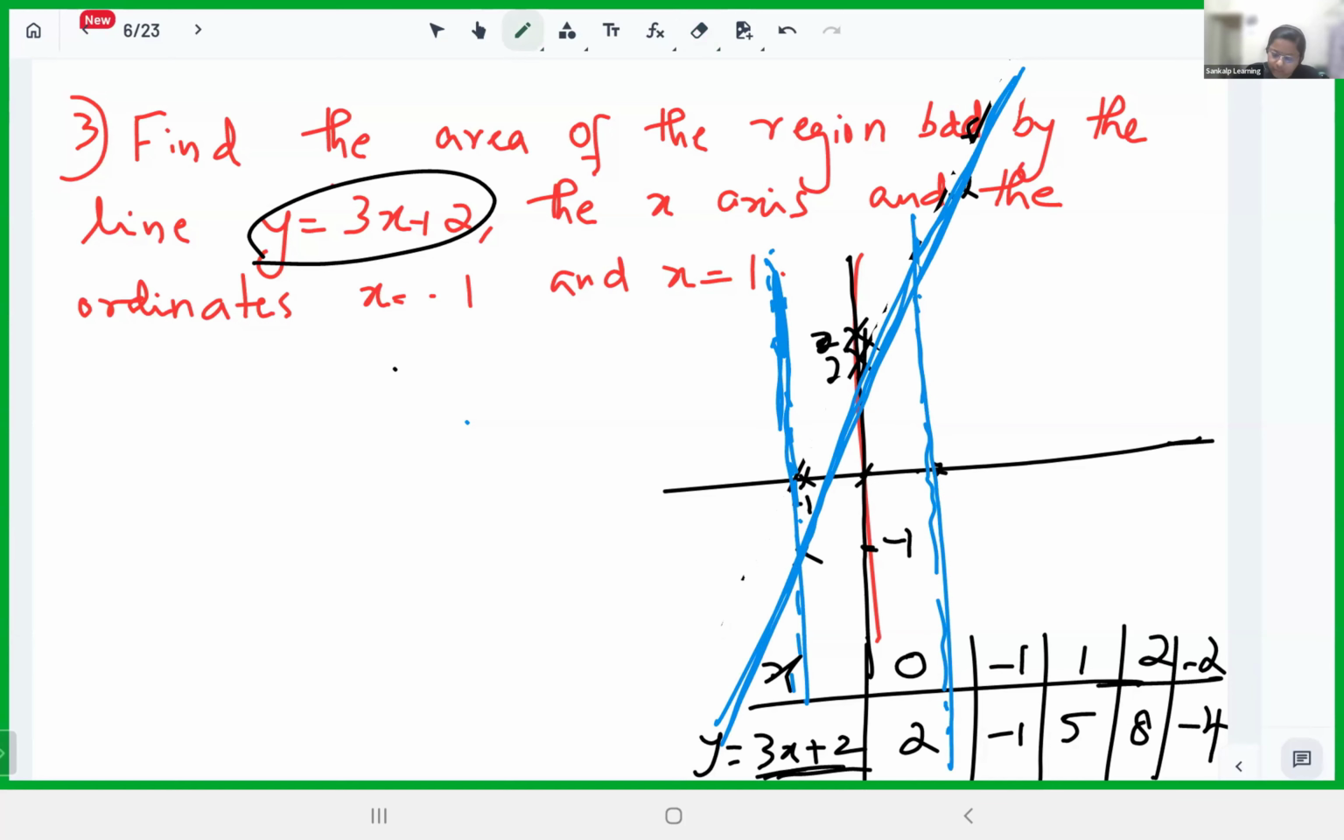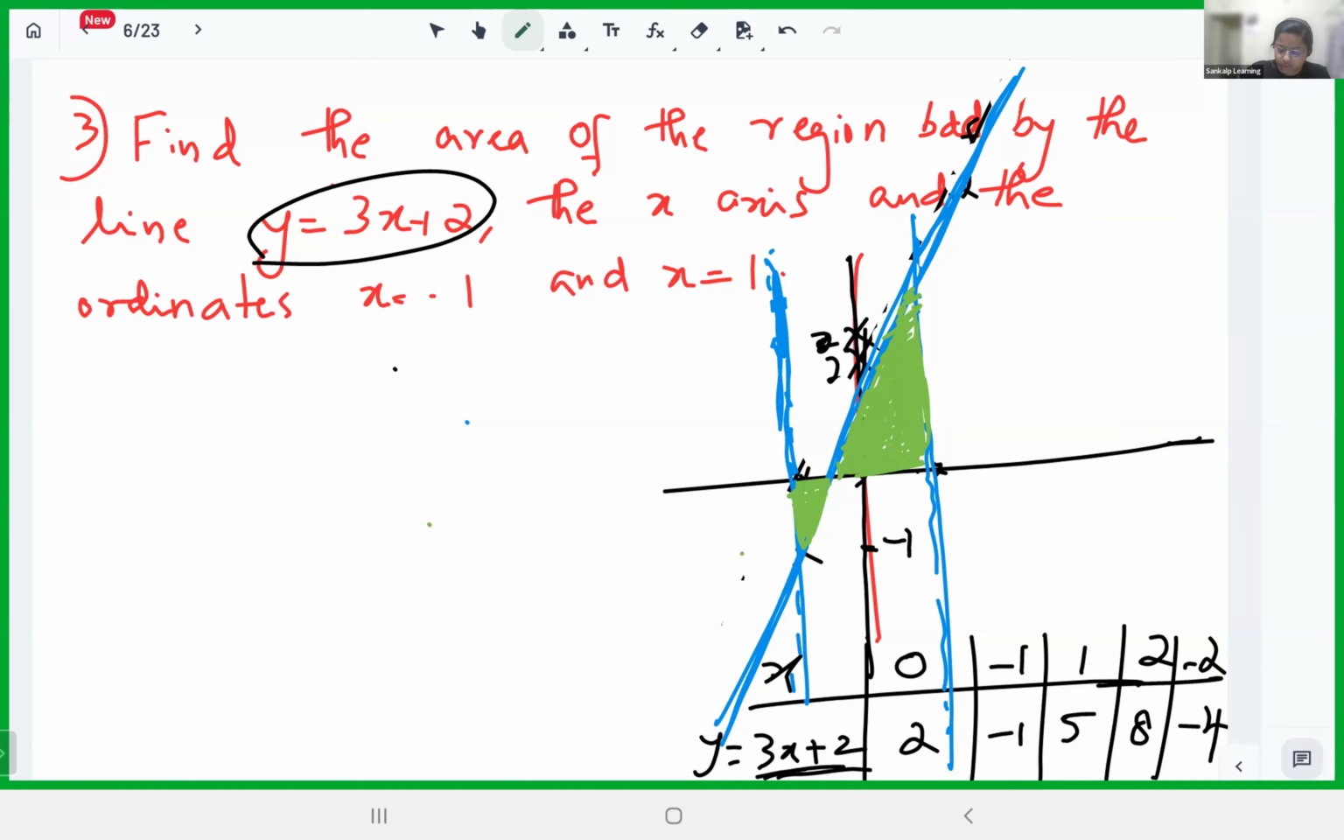Now, which are the portions that we need to find the area of? This is bounded by x equal to 1 and y equal to 3x plus 2. Similarly, there is another portion bounded by x equal to minus 1, x equal to 1 and y equal to 3x plus 2. So these two portions are the required area, formed by the curve y equal to 3x plus 2, x equal to minus 1 and x equal to 1. So how will you find the area?